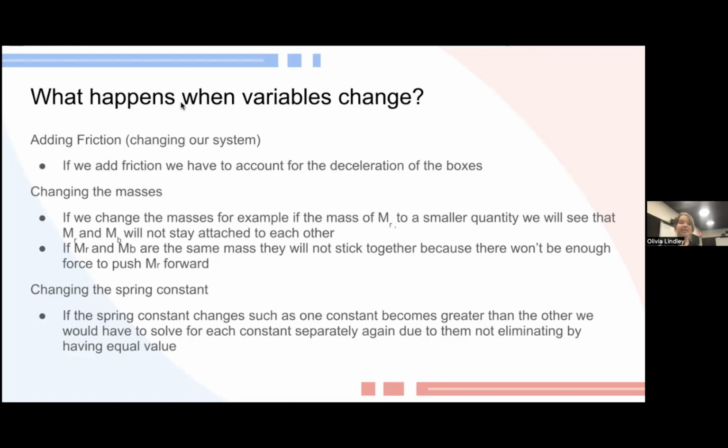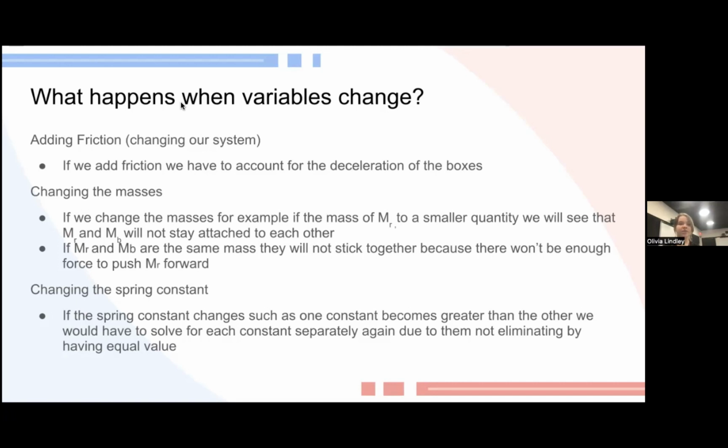Or what happens if we change the masses of the boxes? Well, if we, for example, change the mass of block MR, which is the block that is initially at rest, to a smaller value, we will see that the two boxes after the collision will not stay attached to one another. It won't be an elastic collision after they hit, which is why we are assuming that block MR is initially a larger mass. We also found that if they are the same mass, they also will not cause an elastic collision because there won't be enough force to push MR forward.